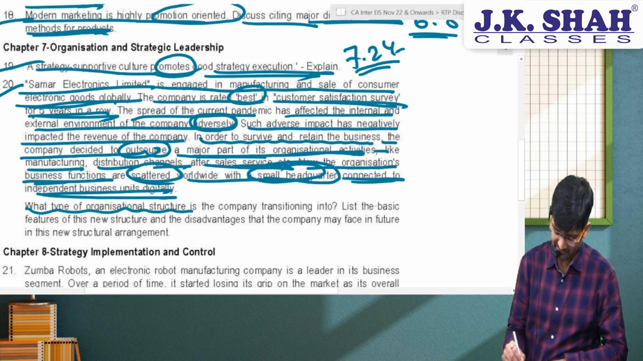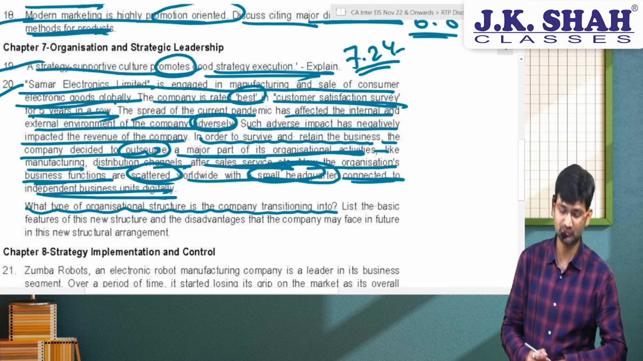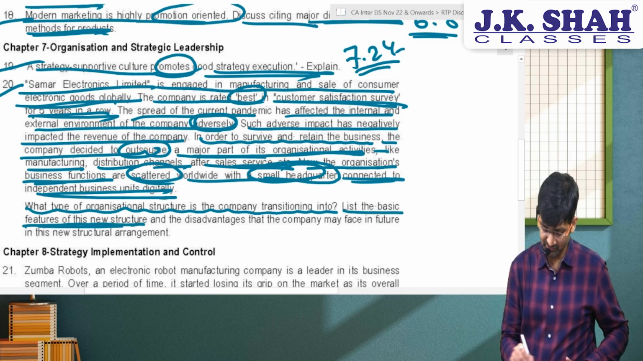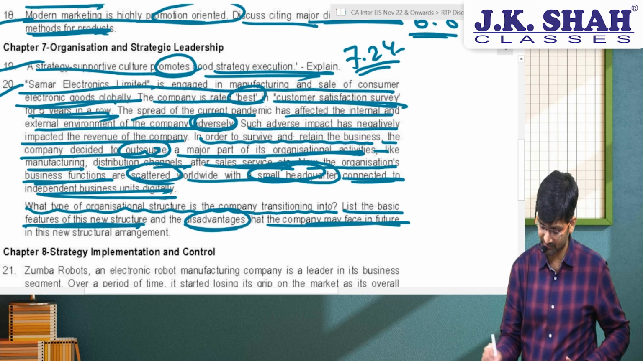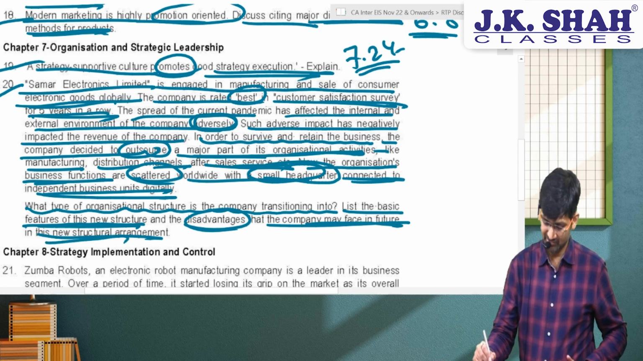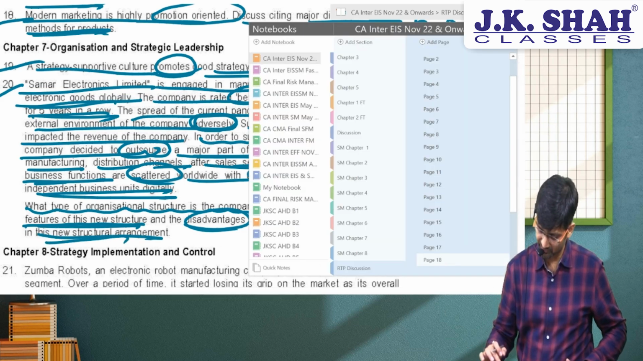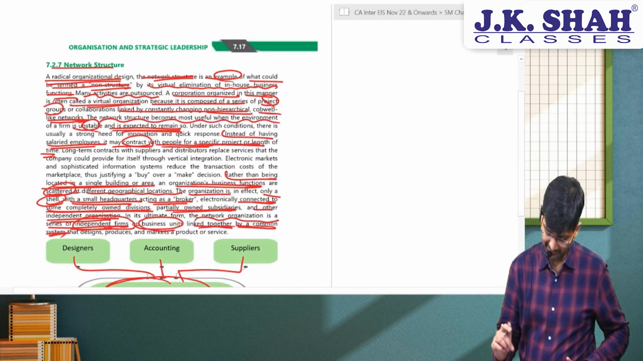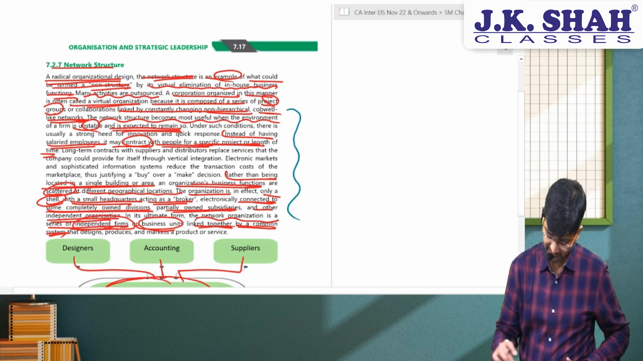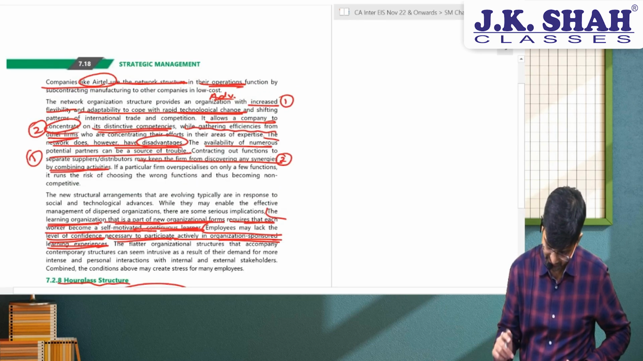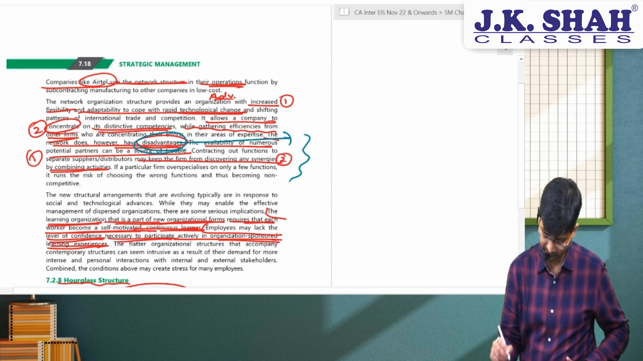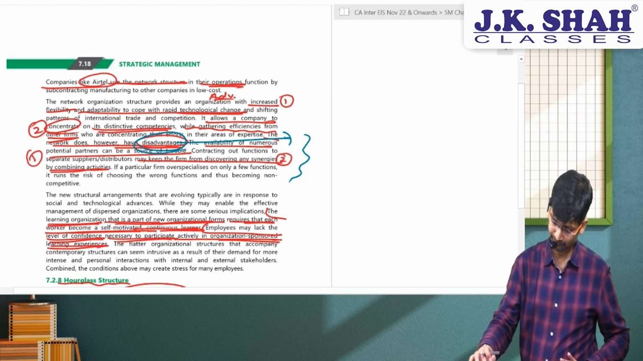What type of organizational structure are we talking about? You should have got it by now. It's a network structure. List the basic features of this new structure and the disadvantages that the company may face in the future with this structure. So this is a network structure that you're talking about. It's 7.17, and the characteristics are here. The disadvantages are, I think, on the next page, in the last paras. Yes, that's the disadvantages part.